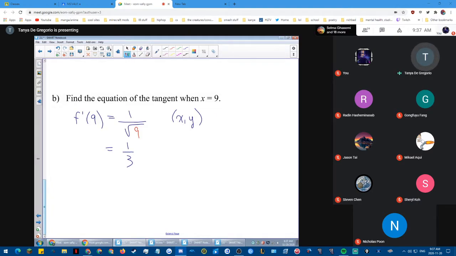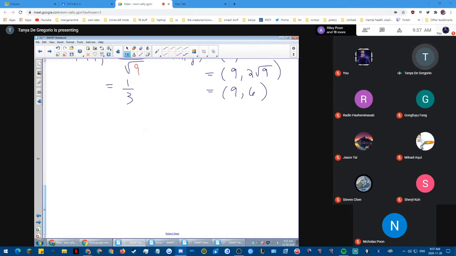All right. So when I sub in 9, go back to the original and sub in. And you'll see that you get 9, 6, right? I'm just subbing into the original function, which is 2 root x, or 2 root 9. So now I have a point, I have my slope. You guys are usually using y equals mx plus c, but I'm going to use my point slope.